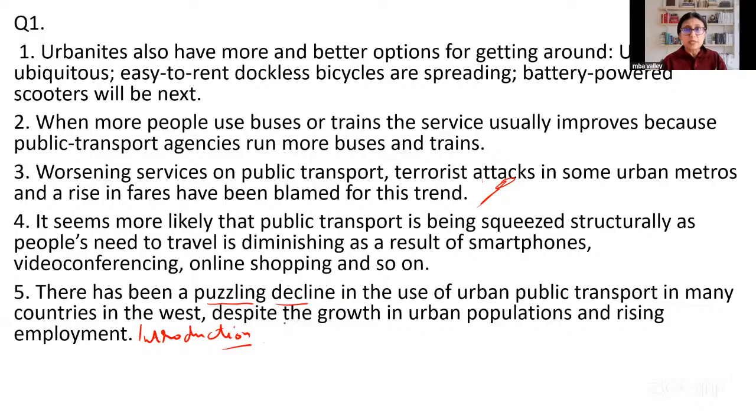Now from here, sentence 3 then explains, which says worsening services on public transport, terrorist attacks in some urban metros, and a rise in fares have been blamed for this trend. Now look at the link. This makes a mandatory pair. This trend. Which trend? The trend of decline. The trend of decline.